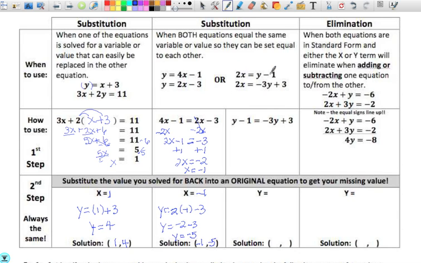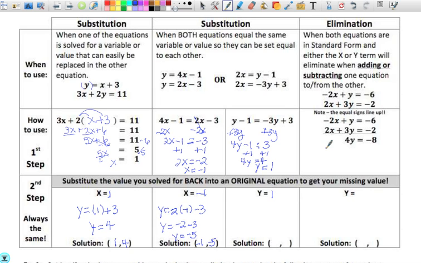Okay, then the next one, same thing. Since they both equal 2x, I can set these two values equal to each other. I'm going to solve for y this time instead of x. So I'm going to add 3y. So I get 4y minus 1 equals 3. Add 1. My pen's not cooperating well, but that's okay. 4y equals 4. And so y equals 1. Got a lot of 1s and negative 1s here.